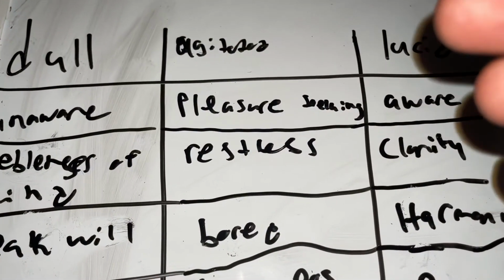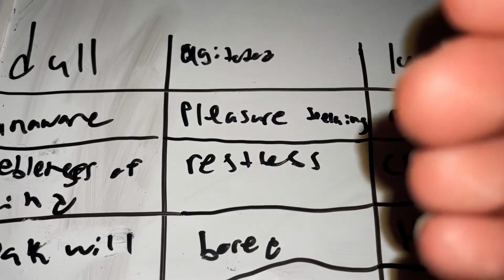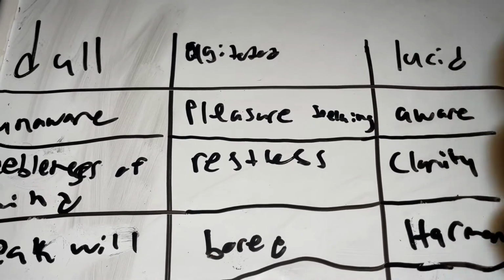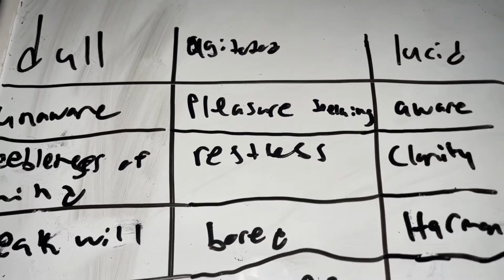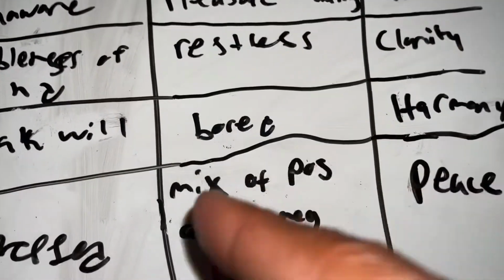Then we have the agitated state, which is a very subconscious level of awareness, meaning that you're not fully aware, you're only halfway aware. Inside this state, you are very pleasure-seeking, you get restless, you get bored, and there's a mix of positive and negative emotions and thoughts. Now, the agitated state is a byproduct of the fact that you, as a soul, have experienced eternal bliss and peace several times.